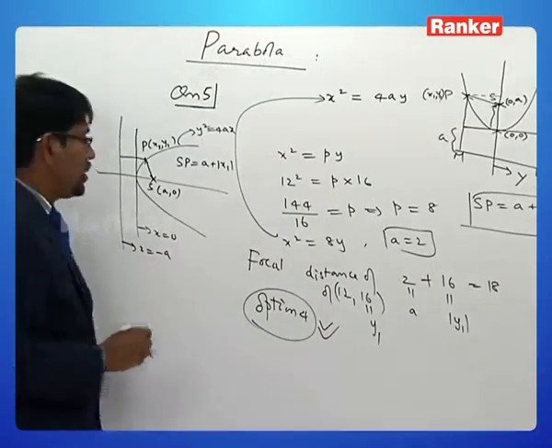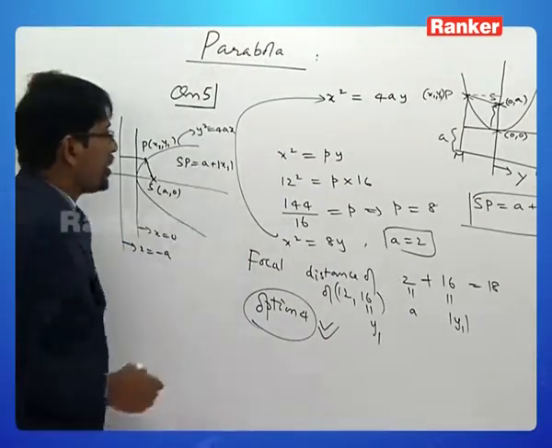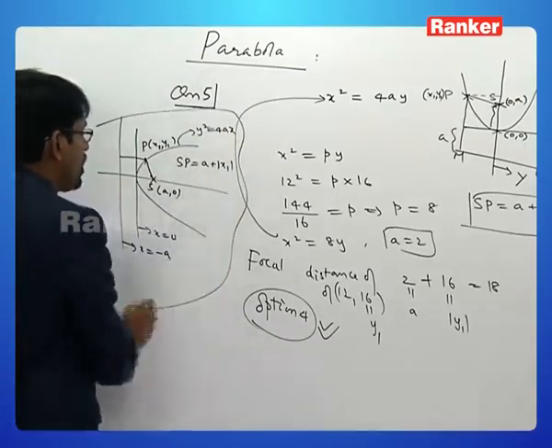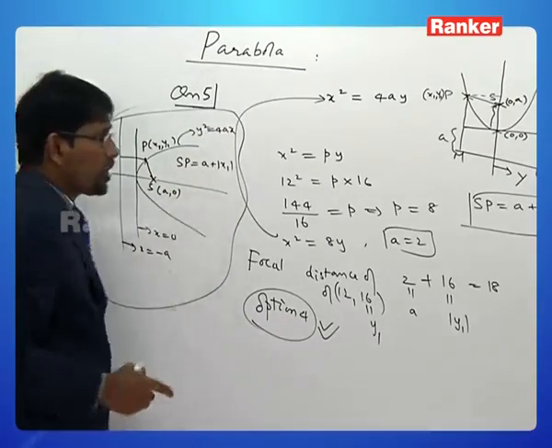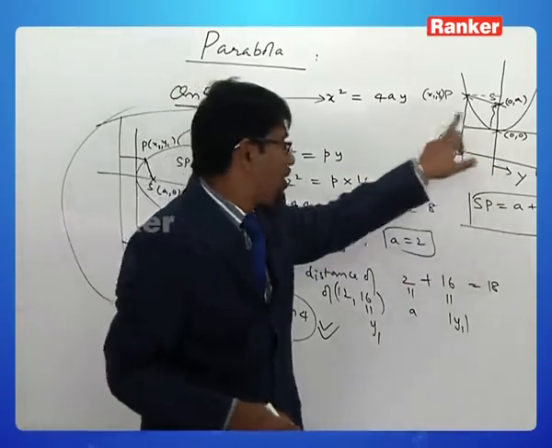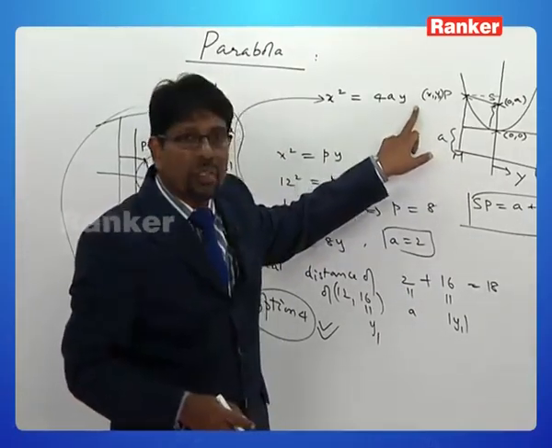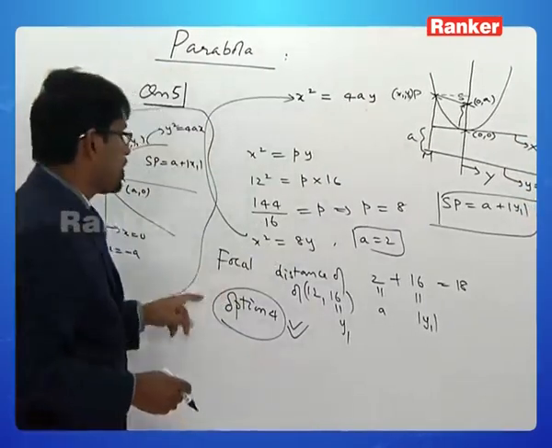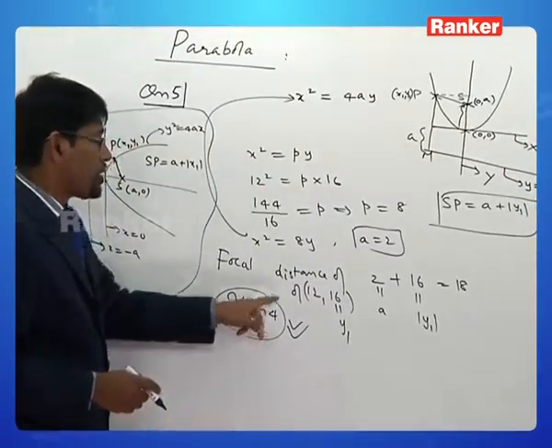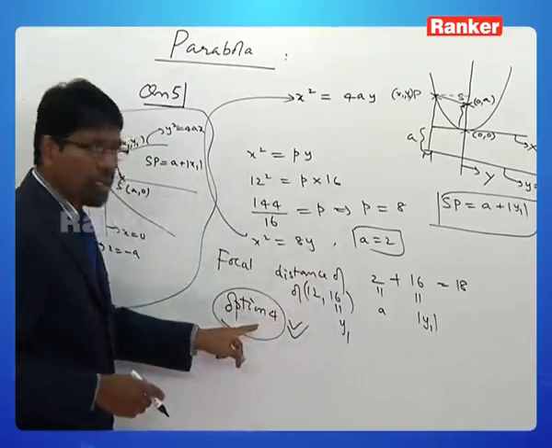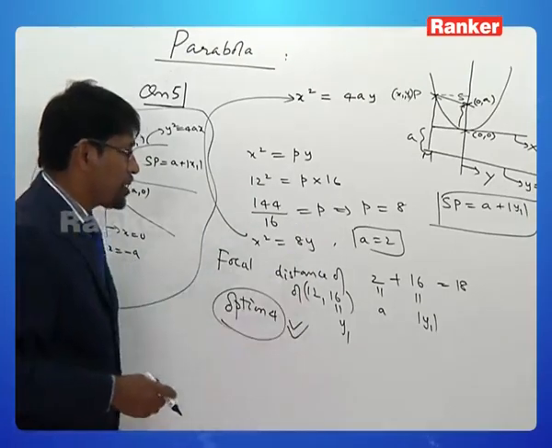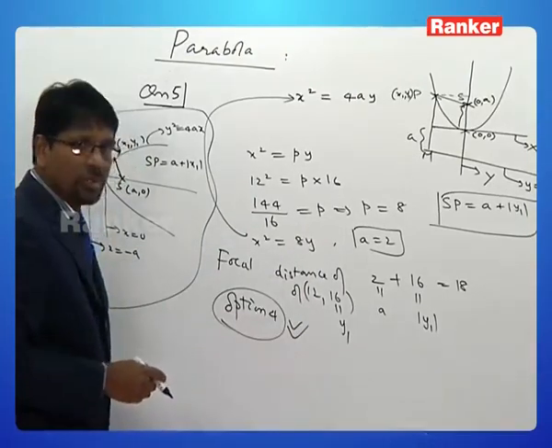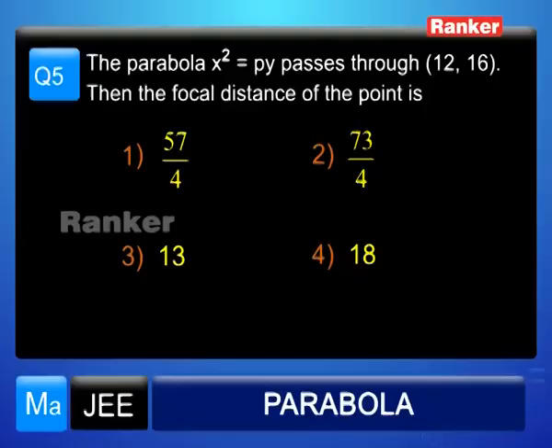This is the focal distance of the point here. That is, for the parabola y square equal to 4x, it is a plus mod x1, similar to what we have seen for the parabola x square equal to 4ay. So coming back to the question, the option was a plus mod y1, and that was 2 plus 16, and therefore that is equal to 18. So the right answer is option 4.